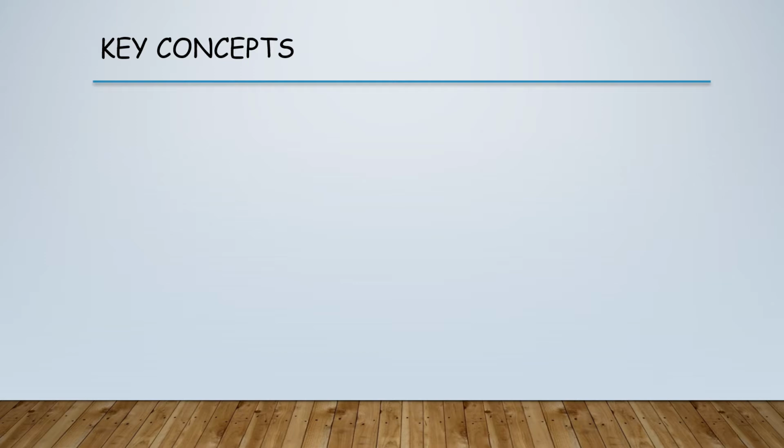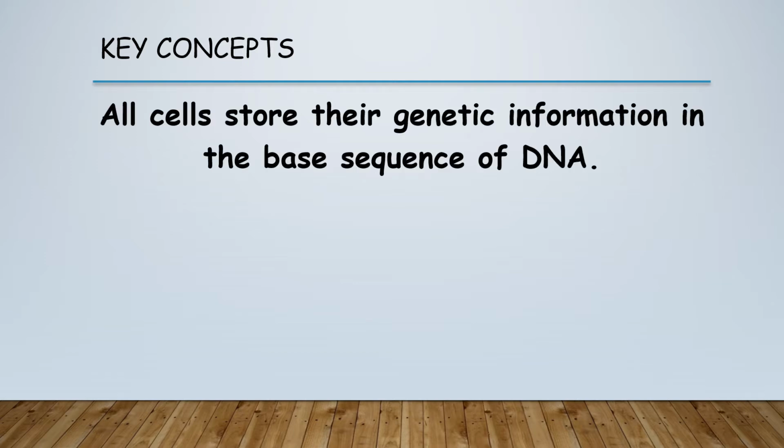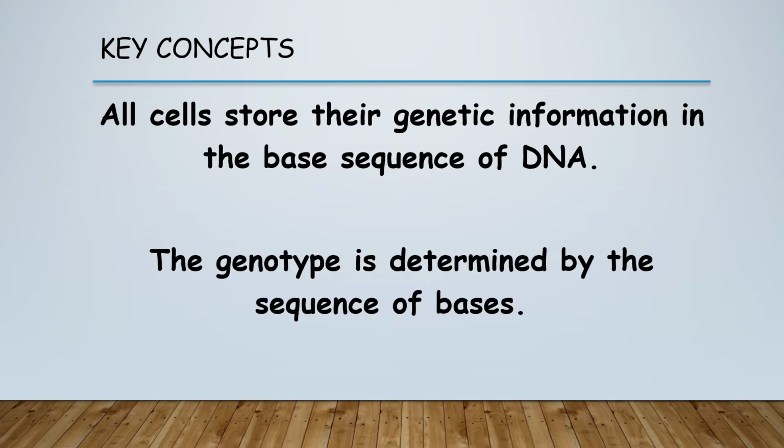We're going to look at the key concepts, and we're going to look at building, as I said, an extra layer of detail in higher biology to what you previously know. So you should know that all cells store their genetic information in the base sequence of DNA. And also that word genotype is something that came across in National 5 last year. The genotype is determined by the sequence of bases.